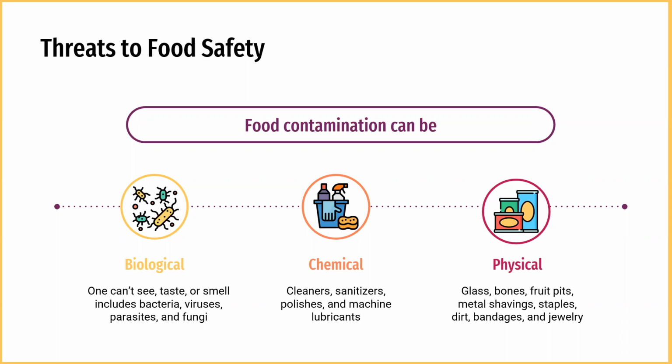Chemical hazards are chemicals in your household that contaminate food. These include cleaners, sanitizers, and machine lubricants and polishes. And then physical hazards include glass, bones, fruit pits, metal shavings, staples, dirt, bandages, and even jewelry.